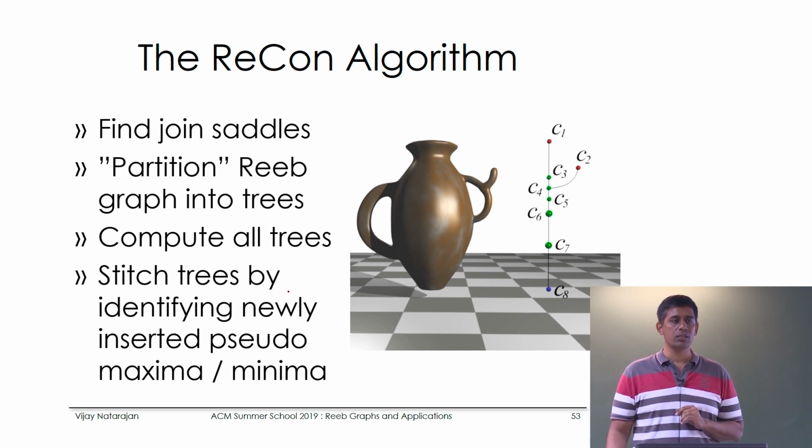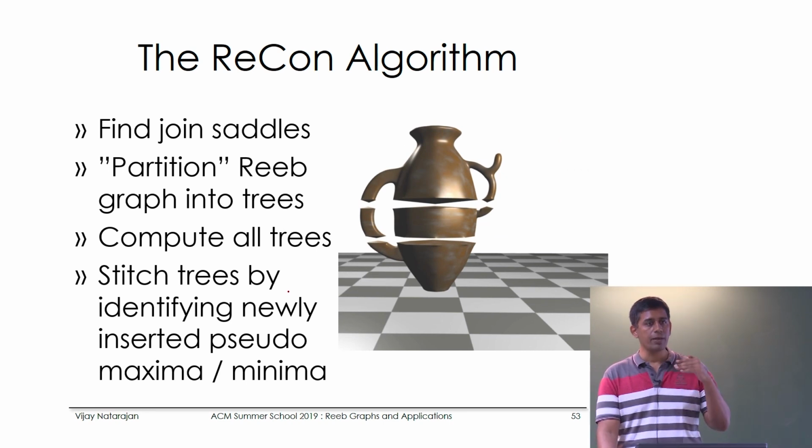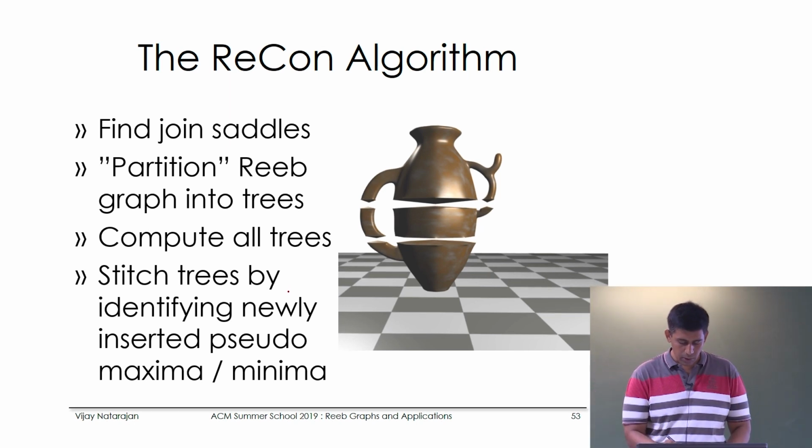So, if you take this domain, how many loops should the Reeb graph have? 2 for any function, we know that. For the height function, of course, you see that there are 2 loops, but for any function you should have 2 loops, we know that. We find the join saddles and split the domain exactly above these join saddles. See, we have split it here and we split it here.